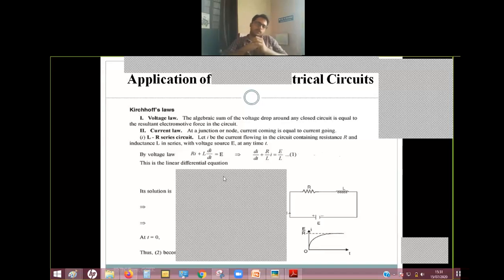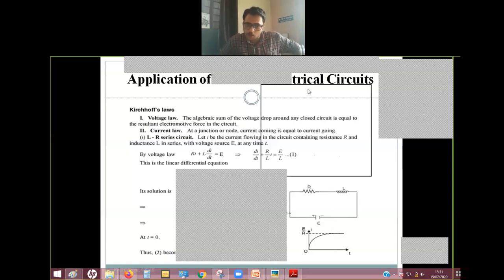So obviously the steps will be to find the IF, that is the integrating factor, then to find the solution: y into IF is equal to integration of Q into IF with respect to x plus some constant C. Okay, so I'll explain to you how these steps are coming.